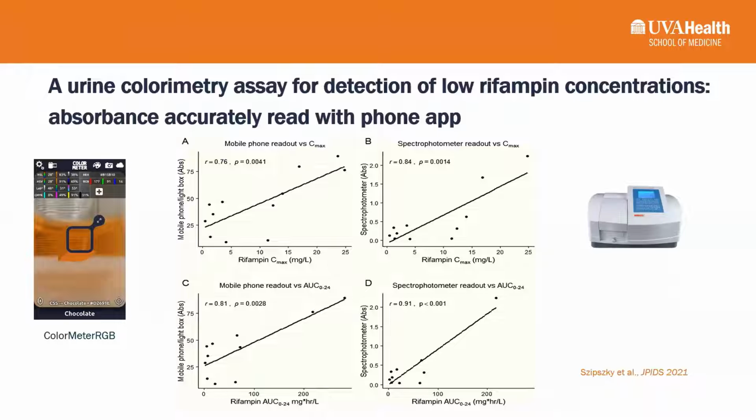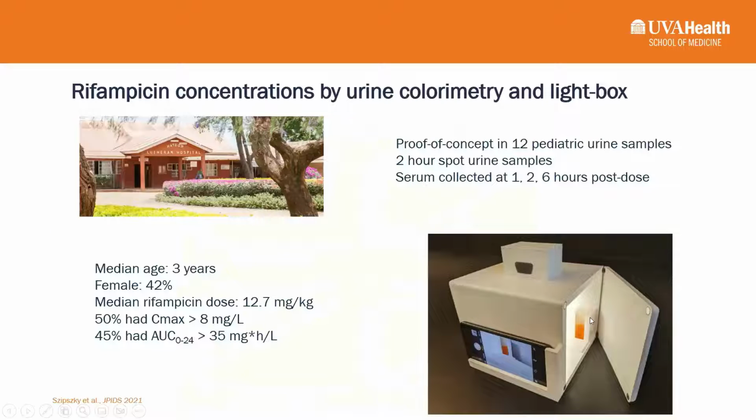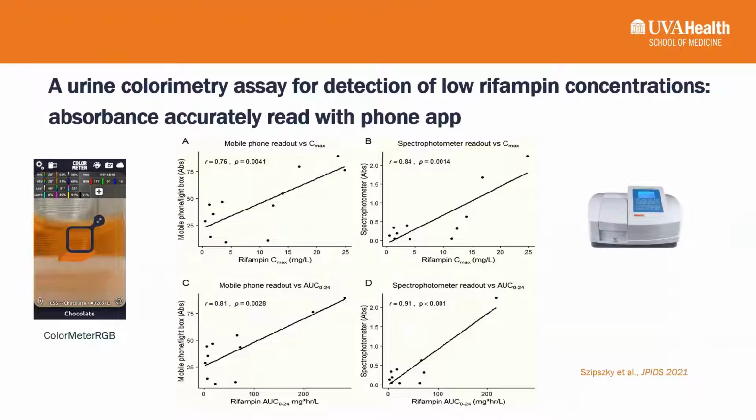So we first did that. We read the urine extract in the spectrophotometer, and then we took the extract and put it in the light box that's here, and then you use the app, and it takes a picture, and afterwards it tries to match it with a similar color, and then it gives you the absorbance. So we plotted the absorbance of the mobile phone with rifampin Cmax, and then we again plotted the absorbance with the AUC over 24 hours for both the mobile phone and the spectrophotometer, just to see how they both compared with the serum parameters.